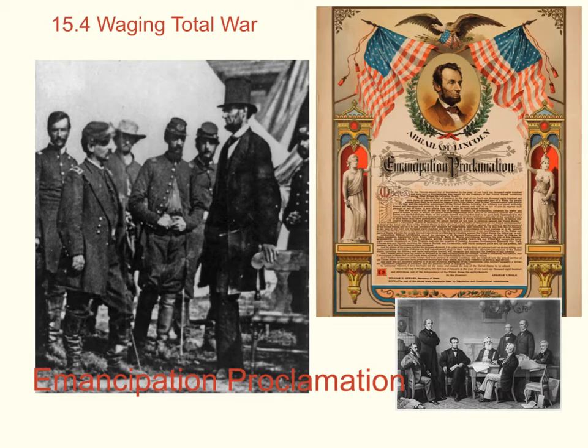2 years into the war, President Lincoln decided to issue the Emancipation Proclamation, January 1st, 1863. And here's what the Emancipation Proclamation did: it freed all of the slaves in the Confederate States.